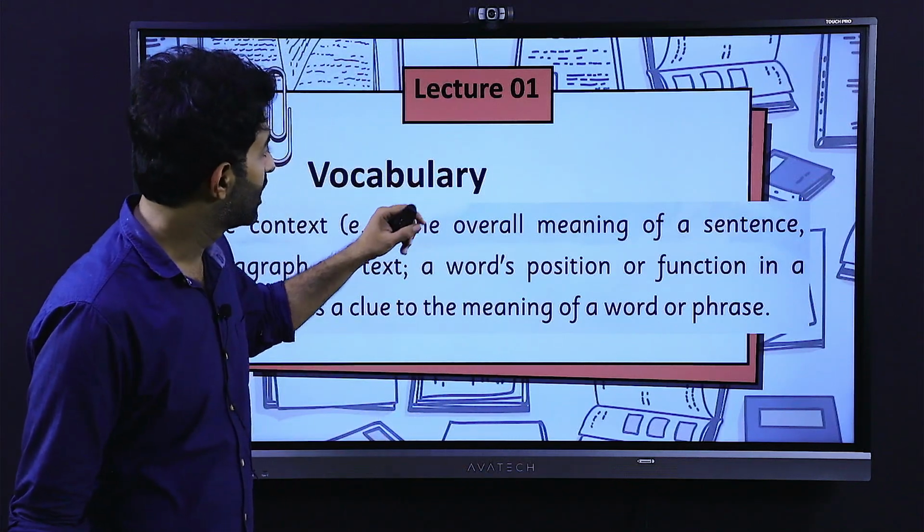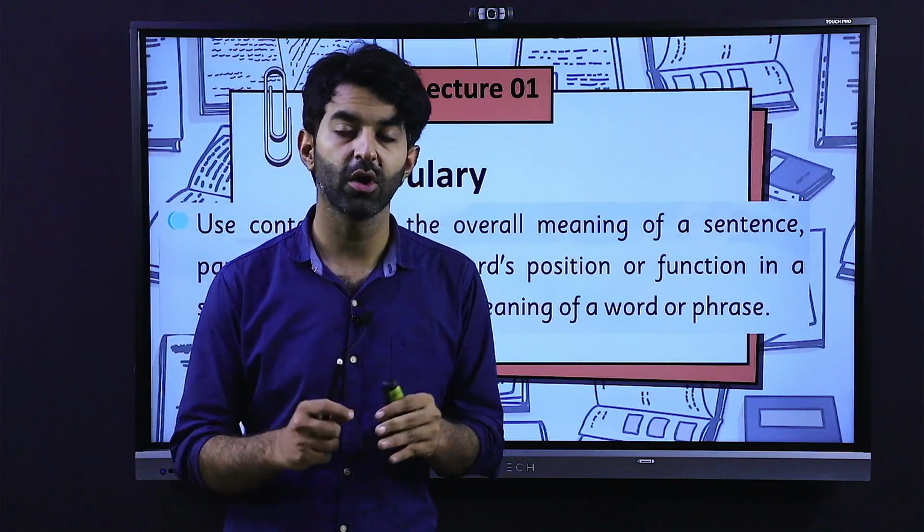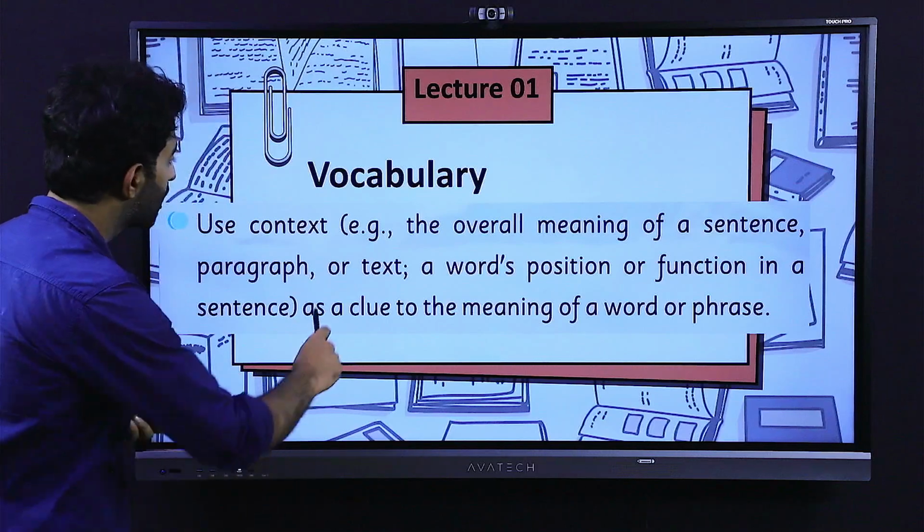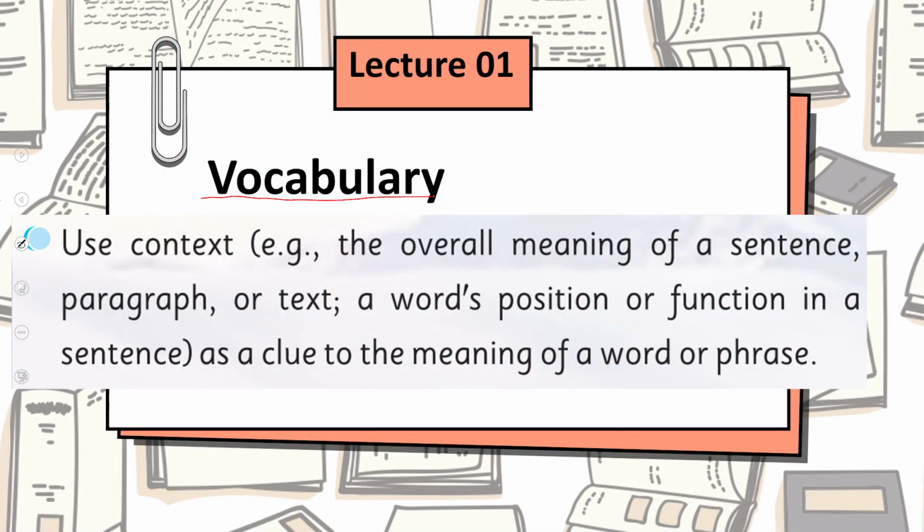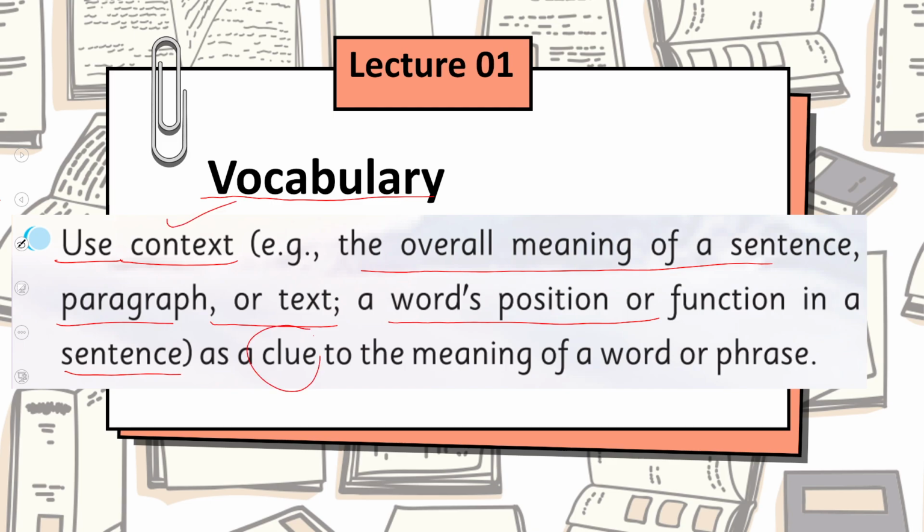Now, for lecture number 1 of unit number 3, we are going to talk about an SLO of vocabulary. Now, what do we have over here? It says use context. For what? For example, the overall meaning of a sentence, paragraph, or the whole text. A word's position or function in a sentence. How are we going to do all these things? Using the context clues. We are going to use the context as a clue or as a hint to the meaning of a word or phrase.